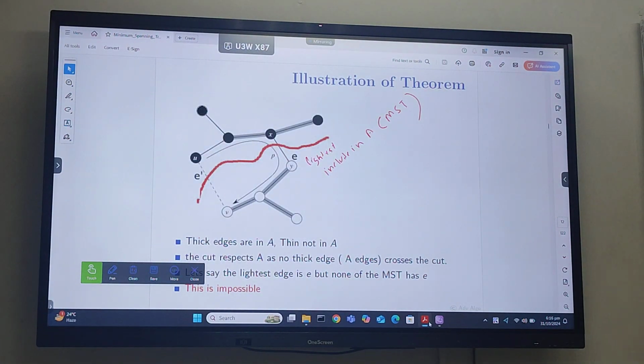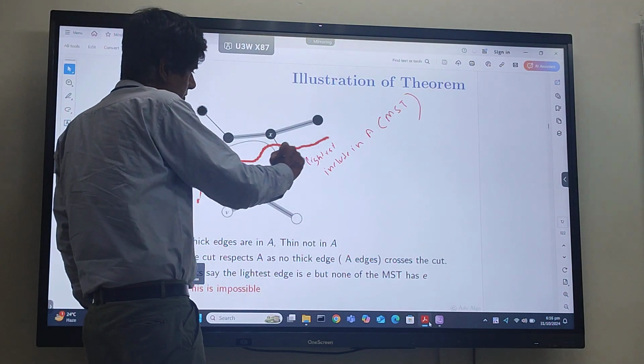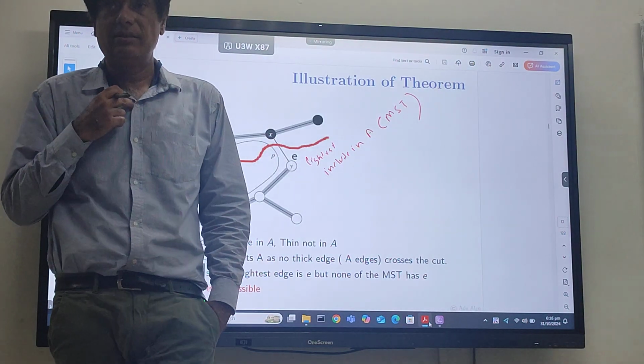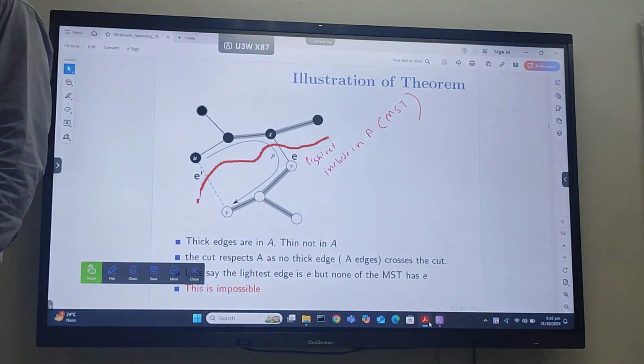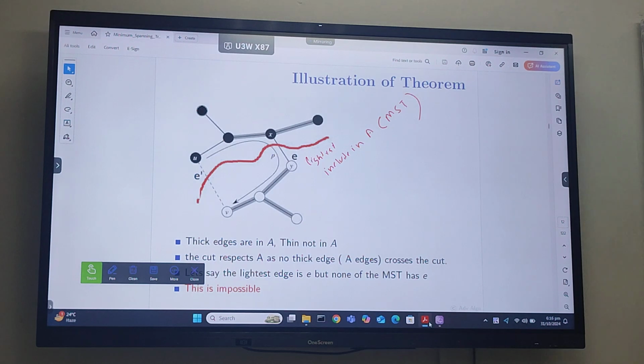Sir, why aren't the lighter ones in the upper cut included? No, yes, we are looking for an edge that goes through this cut. So how do we choose the set? Right now, we are not talking about how we choose. We are saying that if we choose a partition like this, this is possible. How do we choose it? It will come a bit later on.